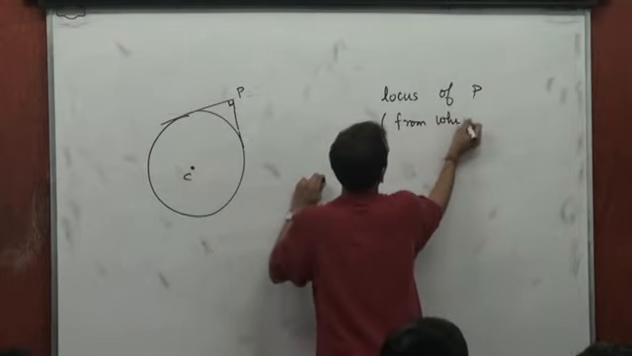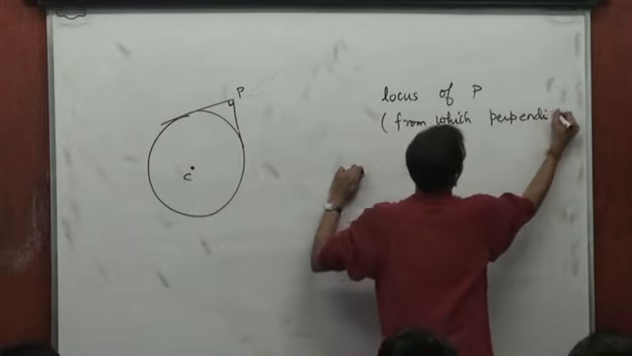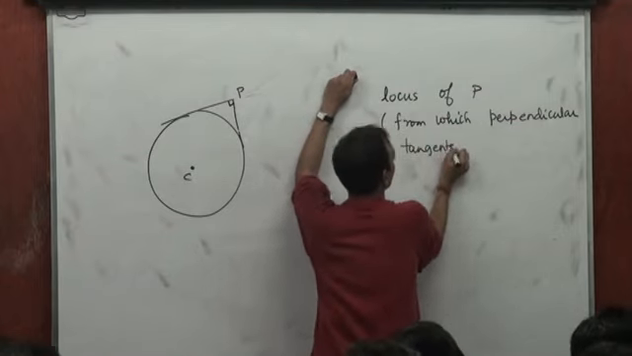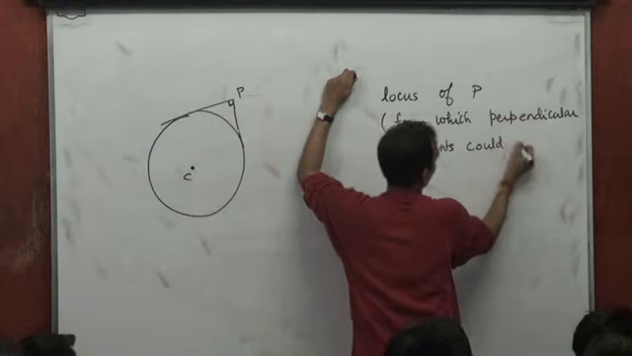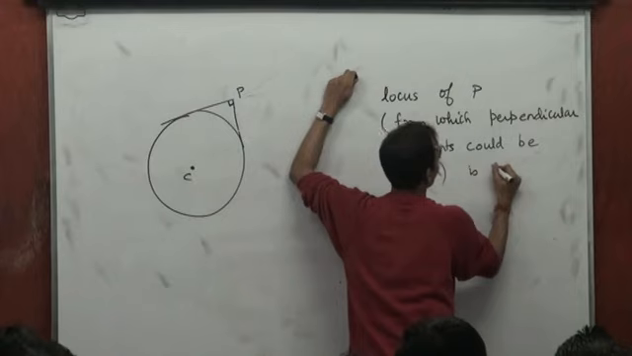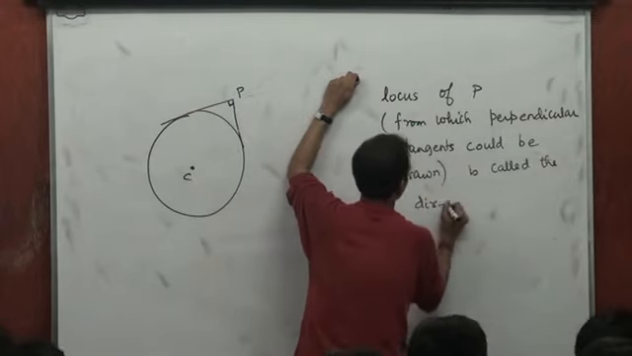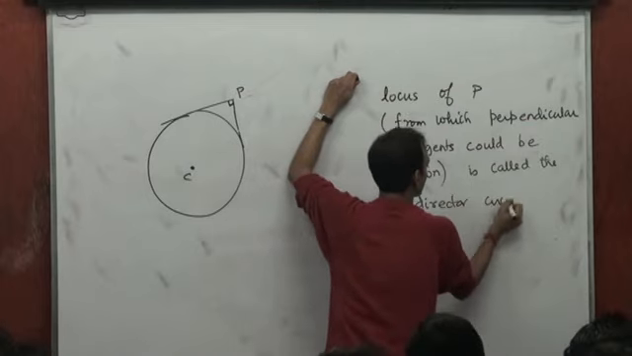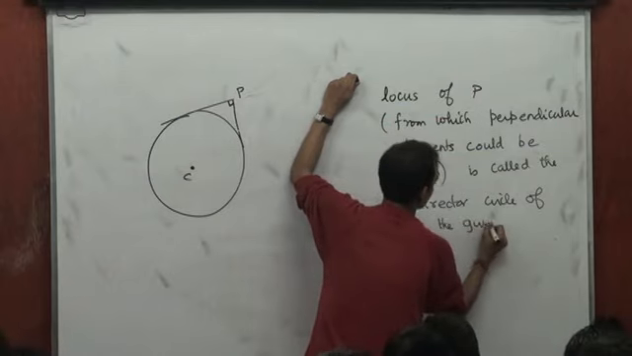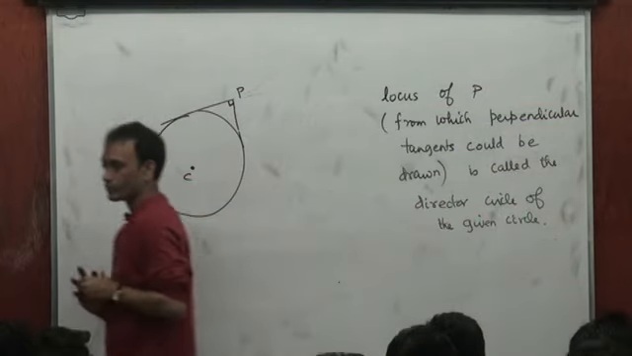from which perpendicular tangents could be drawn, is called the director circle of the given circle. Right?